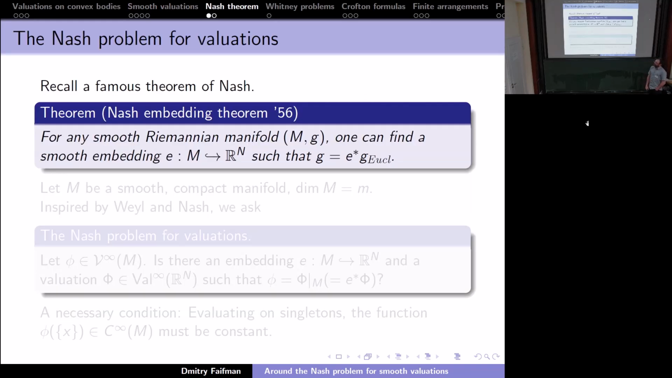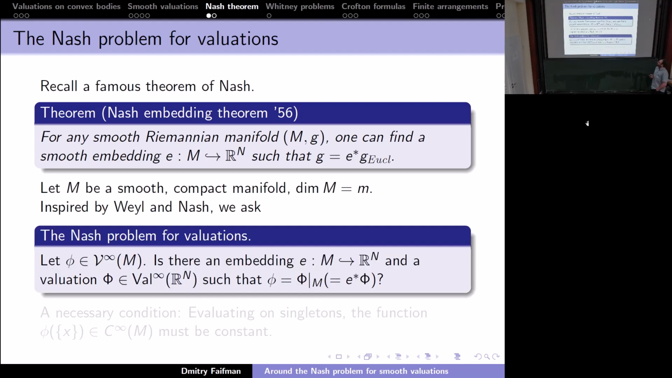Okay, finally we arrive at the topic of my talk. Like the previous talk, it will be about extension problems for evaluations. Let's recall a classical, very important, very exciting theorem of Nash, which says that if you have a Riemannian manifold, then you can embed it isometrically into some Euclidean space. Inspired by all of that, we want to ask the same question for evaluations.